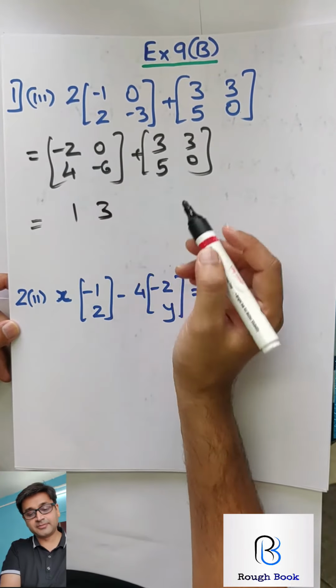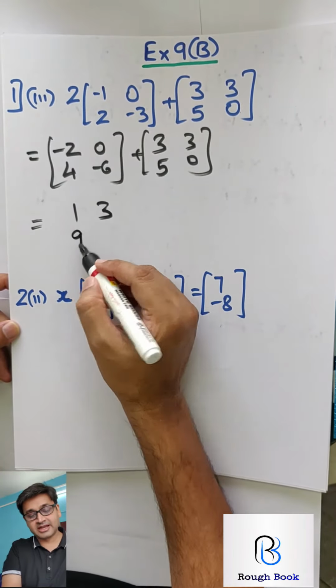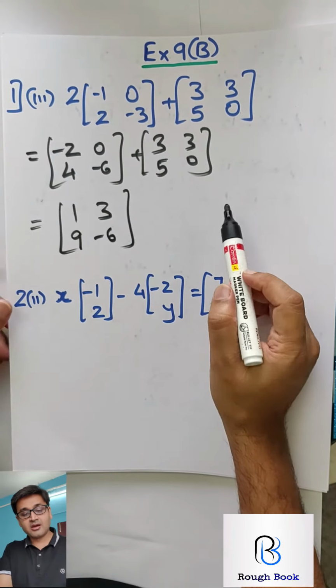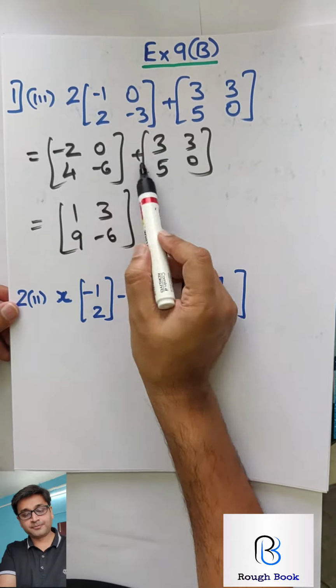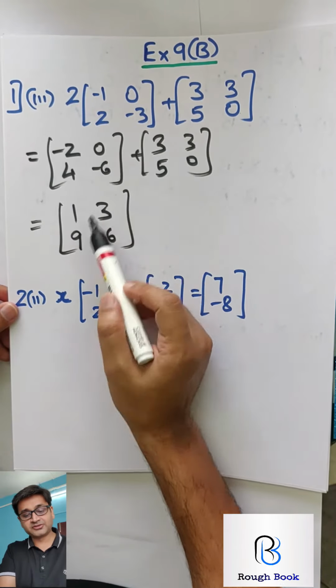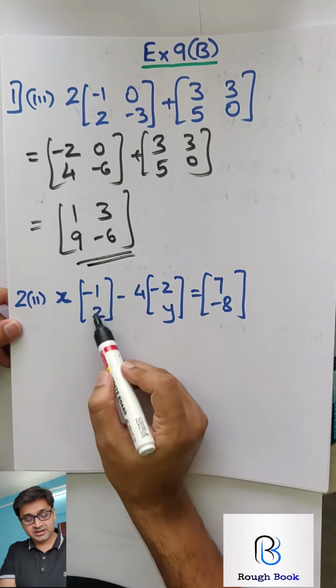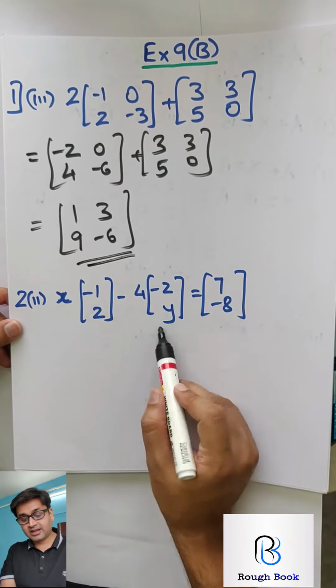0 plus 3 as 3, 4 plus 5 as 9, and minus 6 plus 0 as minus 6. Let me check. Minus 2 plus 3 is 1, 0 plus 3 is 3, 4 plus 5 is 9, and minus 6. Easy? Same way do this. Insert x inside, 4 inside, and then equate.